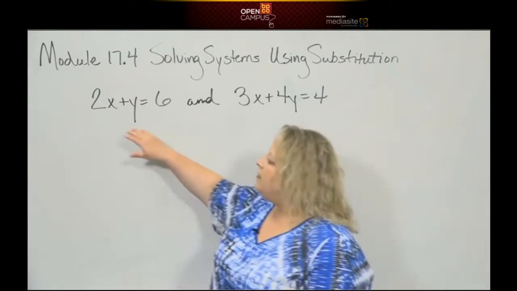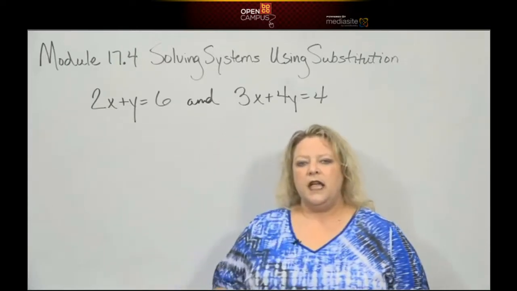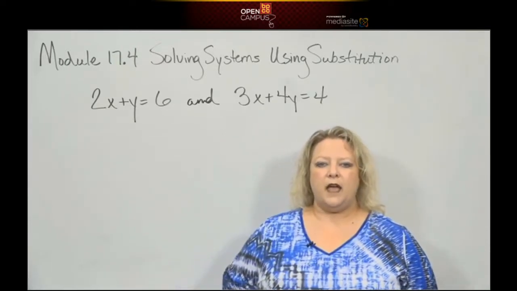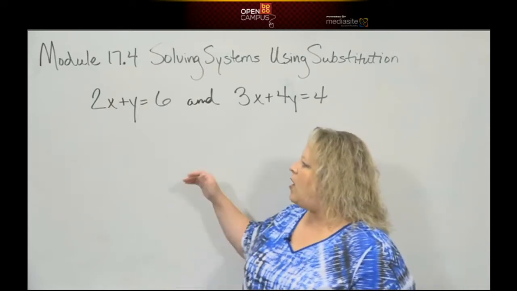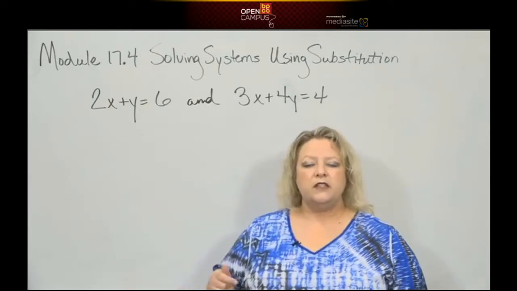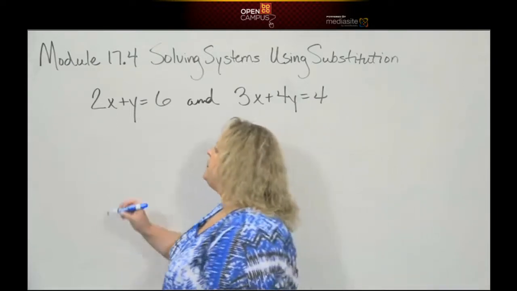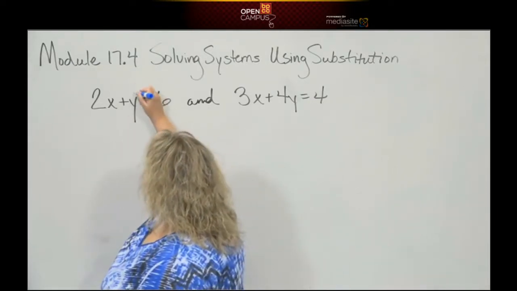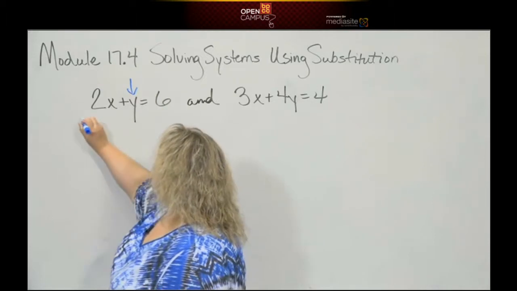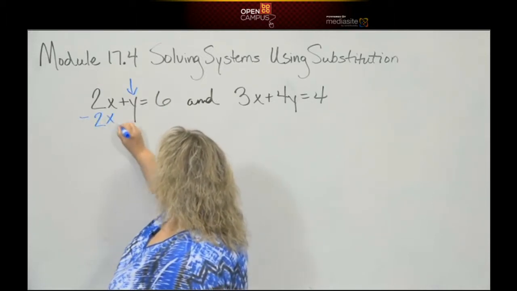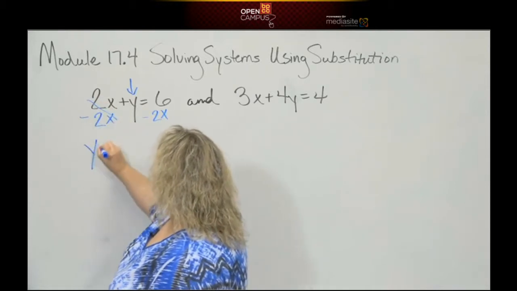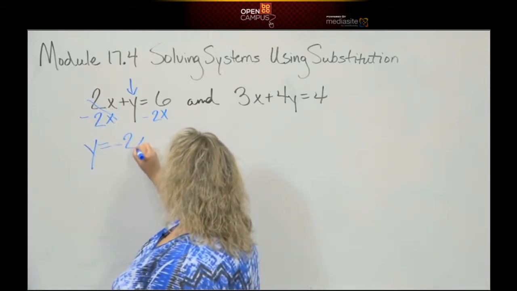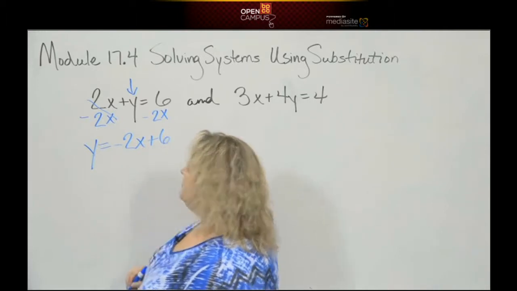If I look at the equation on the left, in one step, I can get that equation in y equals whatever I want it to be. And it doesn't require fractions or anything else. So let's do that one, okay? I'm going to solve it for y in one step by moving 2x to the other side. And that gives me y is equal to negative 2x plus 6.